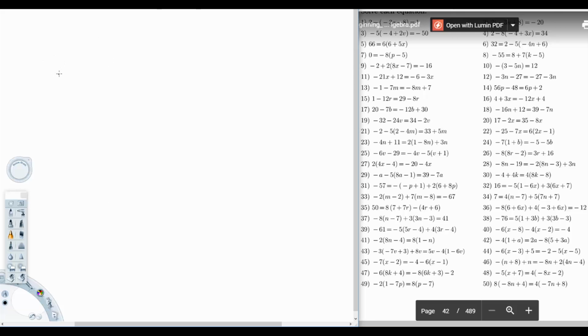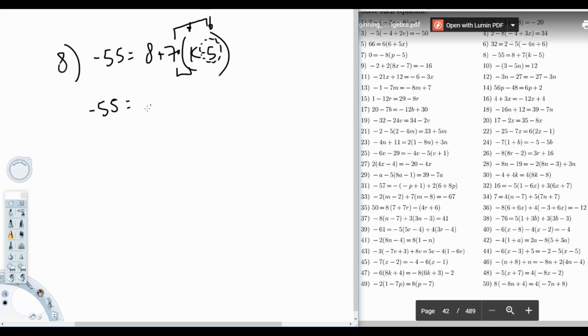Moving on, number 8 now. Negative 55 equals 8 plus 7 times k minus 5. Normally we have to do what's in the brackets first, but we have an unknown and a known, or two unlike terms. So we have to use, this is really saying 7 times 8. When you see nothing between a number and the brackets, or a number and an unknown, it's a multiplication. So what we do is we're going to do 7 times k and then 7 times minus 5. So let's rewrite this equation. Can't do anything with this minus 55 yet.